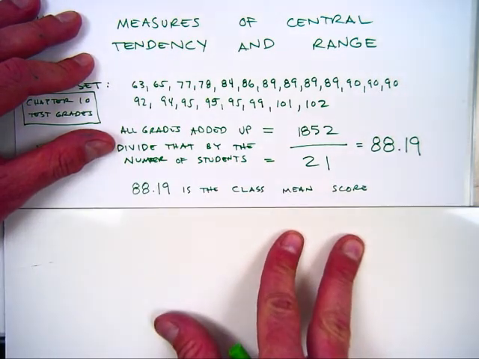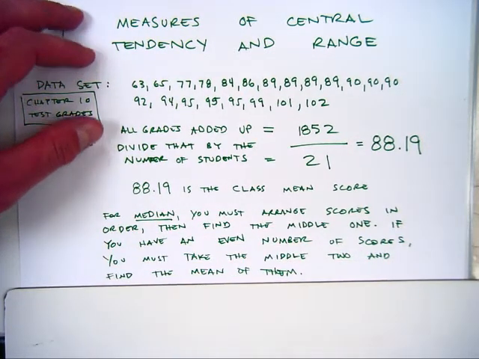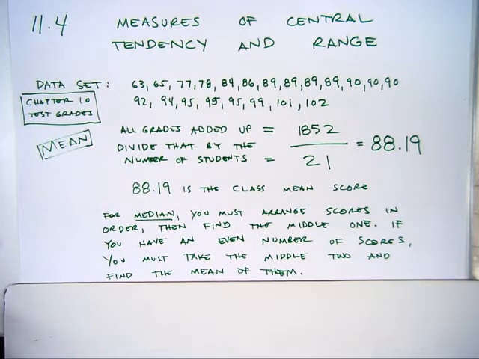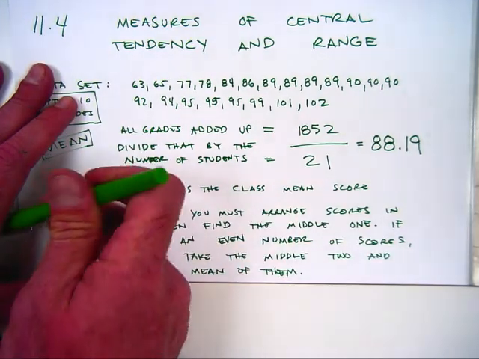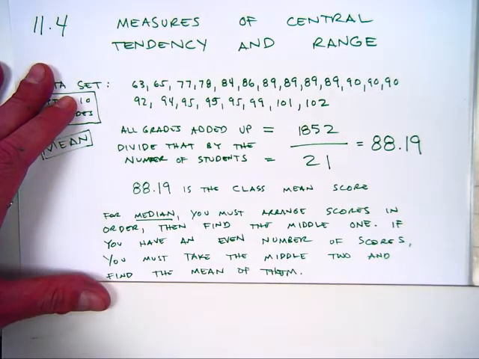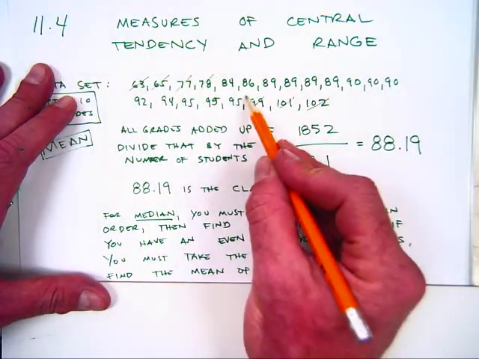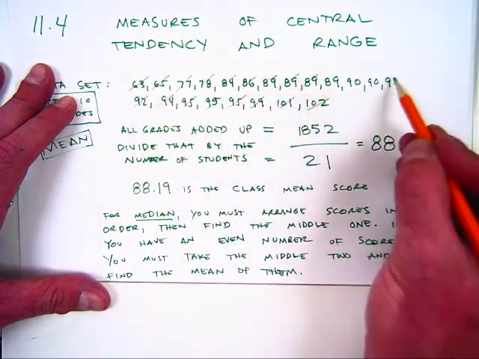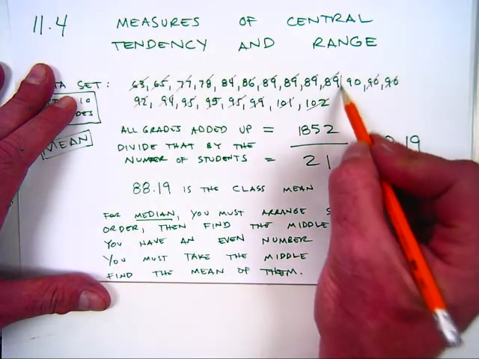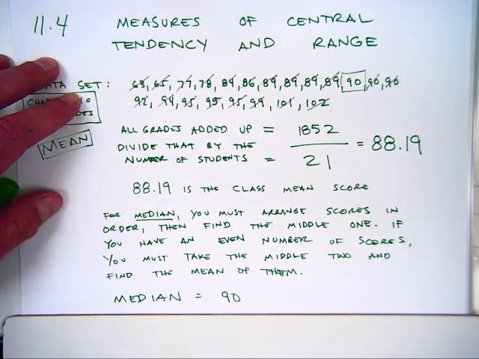Now to compute the median, you got to arrange the scores in order and then find the middle one. If you have an even number of scores, you got to take the middle two and then find the mean of those two. So we're lucky in this one that we have 21 numbers. It means we just have to find the middle one, which would be the 11th. An easy way to do this is to count off one from the front and one from the back each time until we get to here. That's the middle number. That's our median. Our median is 90.